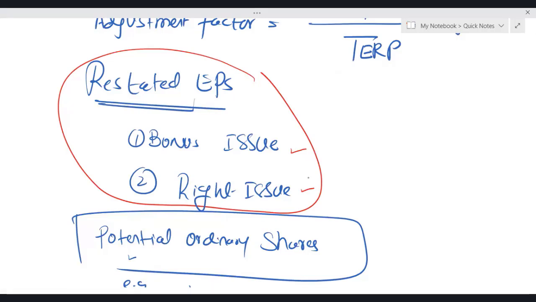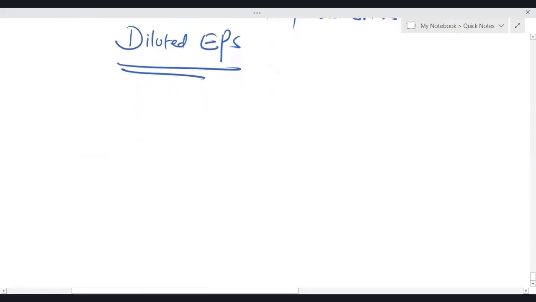If in the question you have been given a previous year basic as well as diluted EPS, always remember that you need to restate previous year basic as well as diluted EPS. Repeat. If the examiner gives you basic as well as diluted EPS of the previous year, and in the current year there is a bonus issue, right issue, any one of them, or both, you have to restate not only previous year basic EPS, you have to restate the previous year diluted EPS as well. But how do we restate the previous year diluted EPS? That is very important. Let me give you an example quickly.